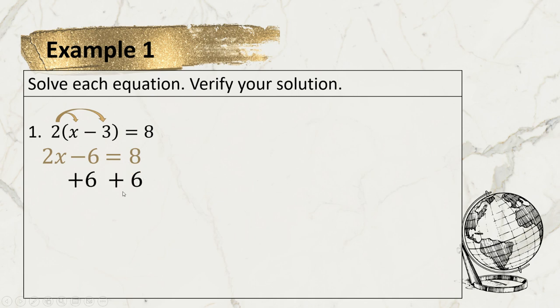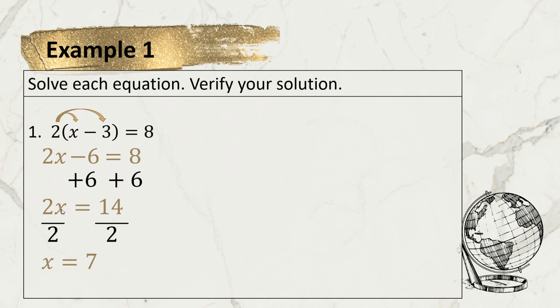So we can add 6 to both sides. We would be left with 2x equals 14 because 8 plus 6 is 14. -6 plus 6 just gives me 0, so they cancel each other out. So I have 2x equals 14. Okay. The last step here to solve for x would be to divide by 2. Okay, when we divide both sides by 2, we get x is equal to 7.